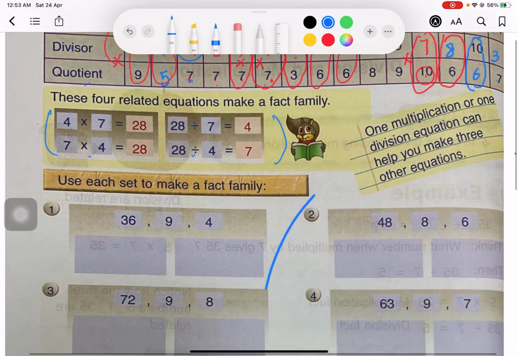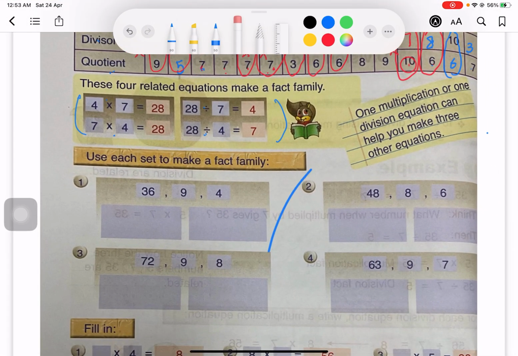Okay, now look here. It's not erasing. Okay, now use each set to make a fact family. They give us 1, 2, 3, 4 questions. I will solve only one, and I will solve one with you, and you are going to solve. I will solve 2, and you are going to solve 2. Now 36, 9, and 4.